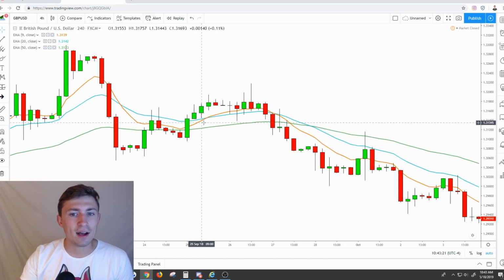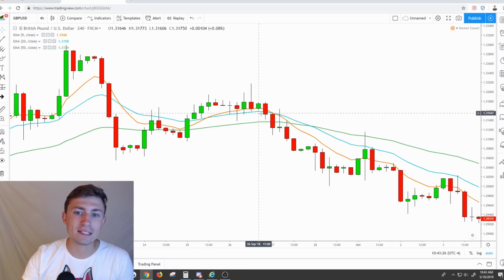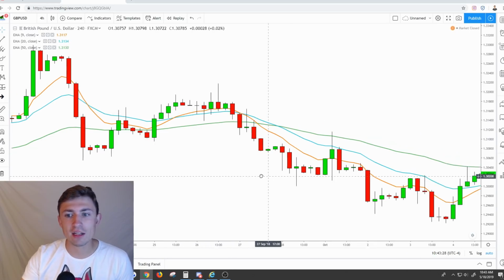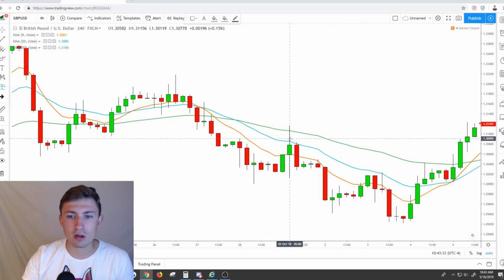You can see we had some continuation here. This would have been a failed trade, stopped out, right? You had all of our moving averages lined up. We would have entered there. We would have gotten stopped out. And then we had a sell trend come in, and we may have been stopped out on this. Let's see if we draw our stop loss there.